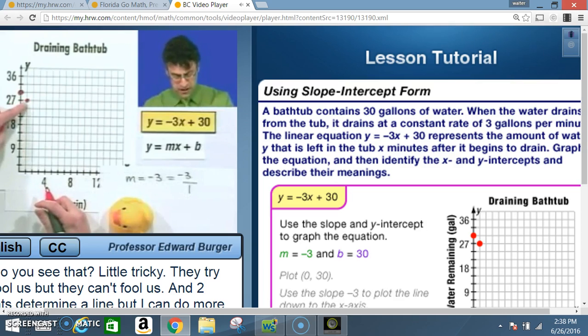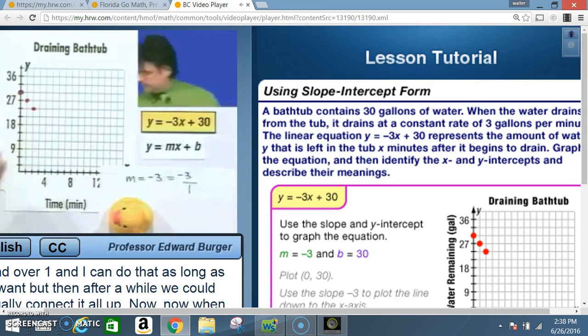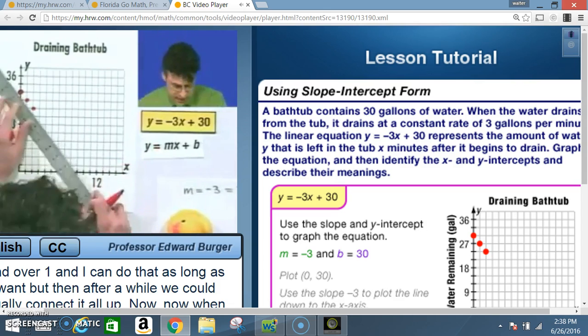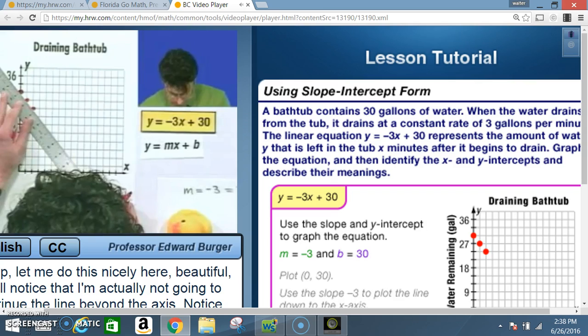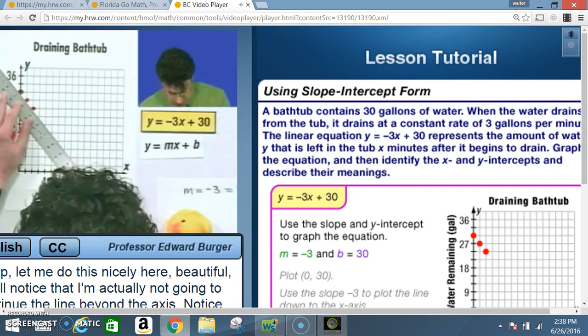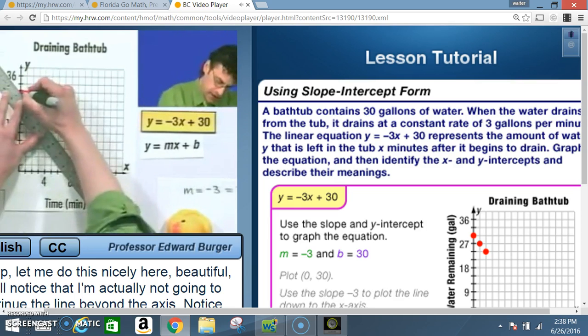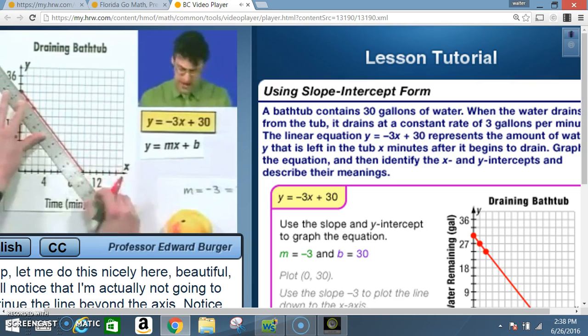And 2 points determine a line, but I can do more if I want. I can go down 3 and over 1. I can do that as long as we want, but then after a while, we could actually connect it all up. Now when you connect it all up, let me do this nicely here. Beautiful.